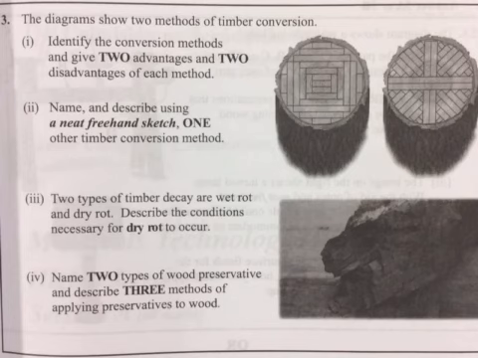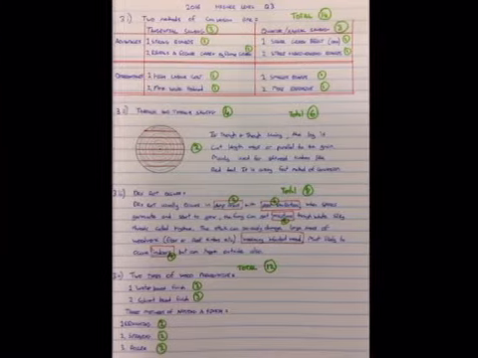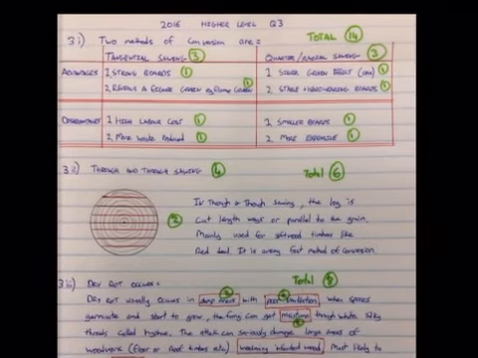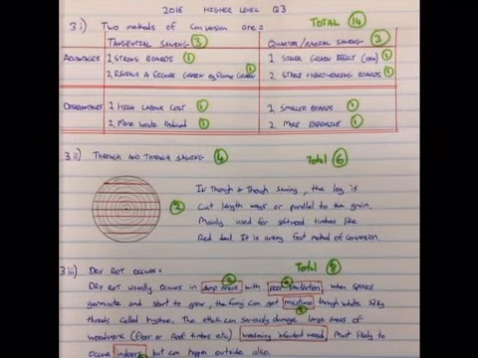So the way I would structure this would be similar to what you should have seen in the previous video on seasoning timber. If you're comparing, it's so much easier to produce a table. Okay, so here we have our sample answer again. So part 1, the 2 methods of conversion are, at the top of the table I've put tangential sawn and I've put quarter/radial sawn.